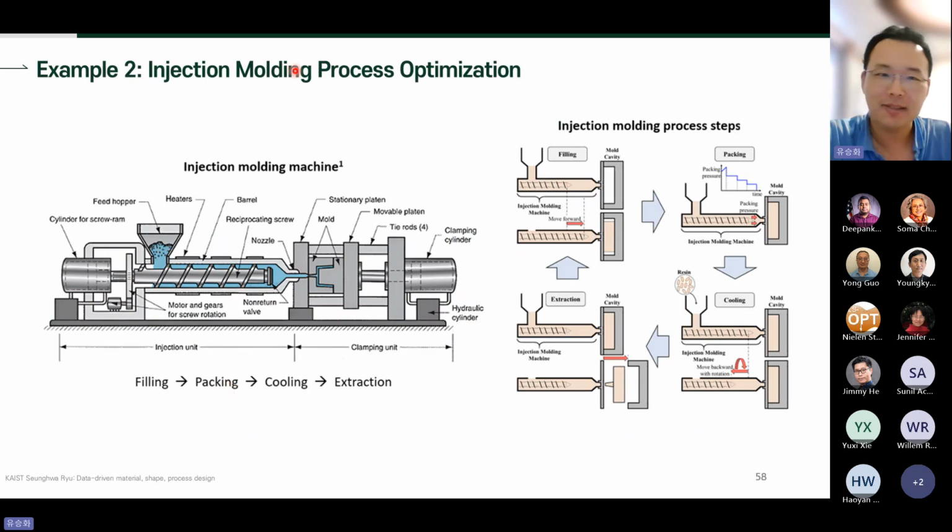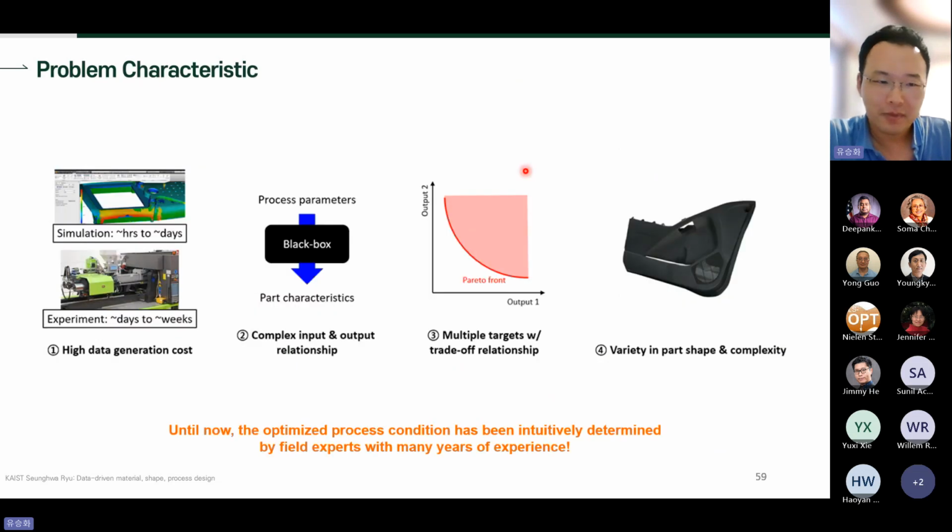And the second example is injection molding process optimization. As I told you, this is quite a complex process engineering, and it actually requires a lot of experience. And as I told you, it's quite similar to the structural optimization that I showed you. Until now, the optimal process condition has been intuitively determined by field experts with many years of experience. And at least in Korea, there is no systematic way of optimizing process parameters.